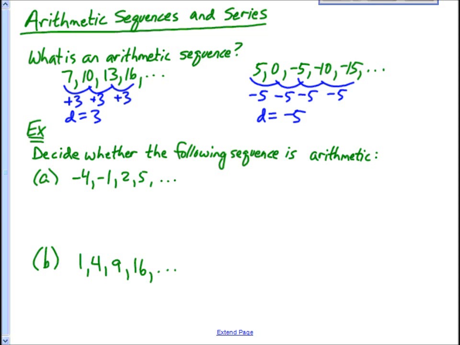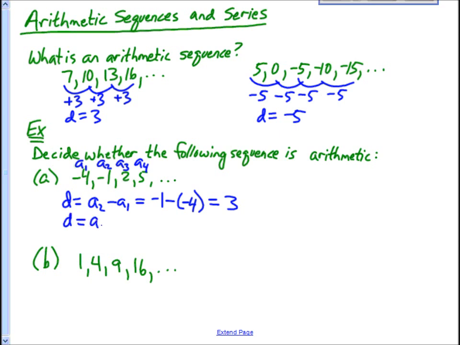Let's look at this first example and decide whether this sequence is arithmetic. To do so, you want to test it. You're going to say, let me take the second term minus the first term. This is A1, A2, A3, A4. Let's see what I get. -1 minus the -4. It looks like that's -1 plus 4, so 3. Common difference of 3. That means this should go up by 3 each time.